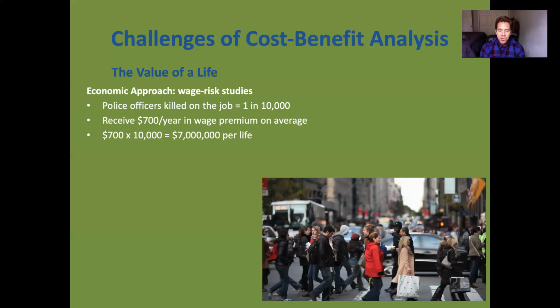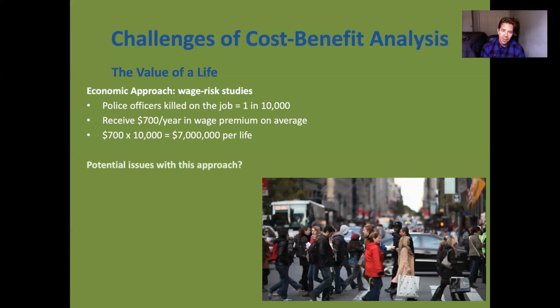So how wage risk determines the value of a life, and again, this is much more complex than what I'm presenting, but essentially you take that wage premium, the $700 a year, and say, okay, 1 in every 10,000 people who are police officers is going to lose their life, so that's the risk, out of 10,000, 1 is going to die, okay? And you multiply that by that wage premium, it gives you the value of a life of about $7 million, okay? And that's basically a way that economists use one approach, wage risk studies, to determine the value of human life.